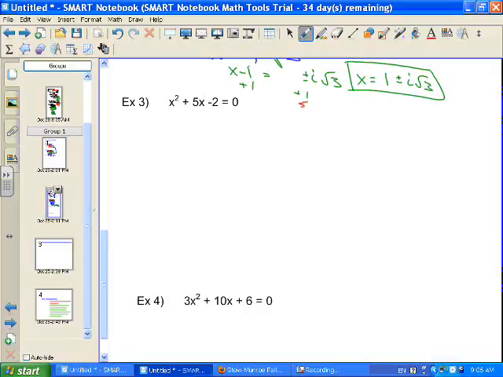So I take my b term, I half it, and then I square it. That's going to be 25 fourths, or for us, that's 6 1/4. All right, so I have x squared plus 5x, and then I want this to be 6 1/4.